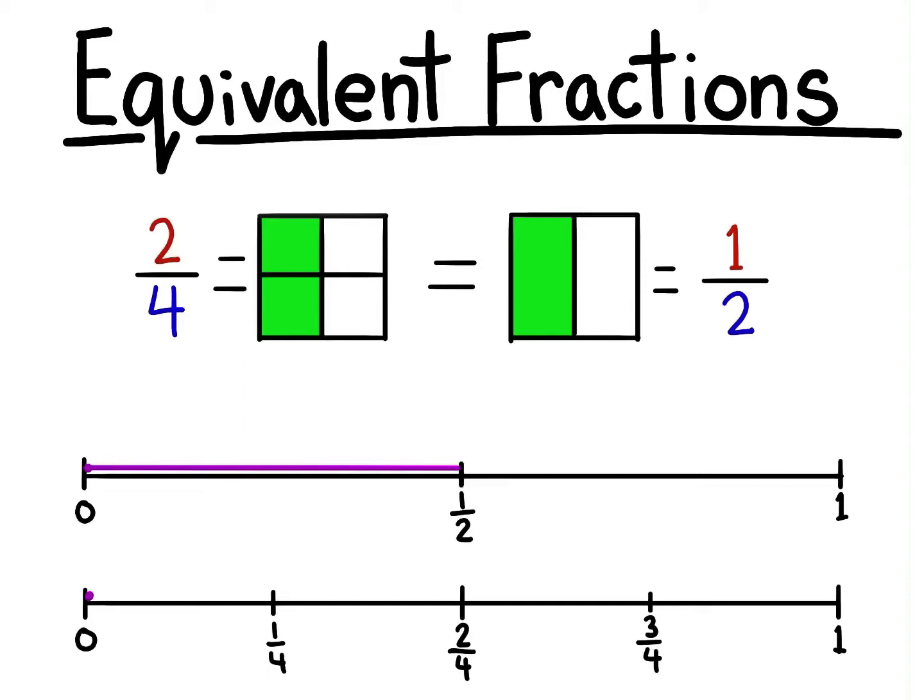On the number line that is broken into halves, if we move from 0 to 1/2, it is equal to if we moved from 0 to 2/4 on the fourths number line. These fractions are equivalent fractions.